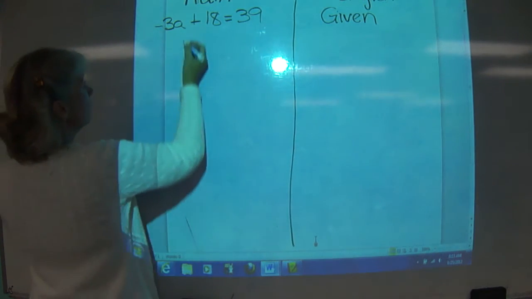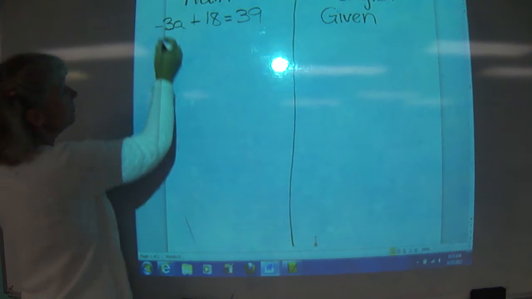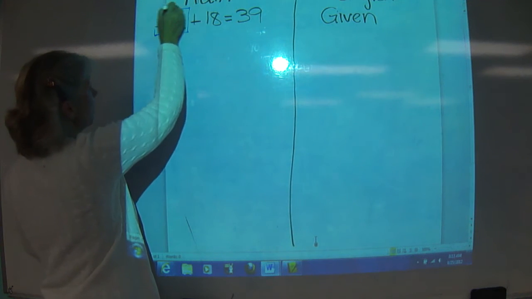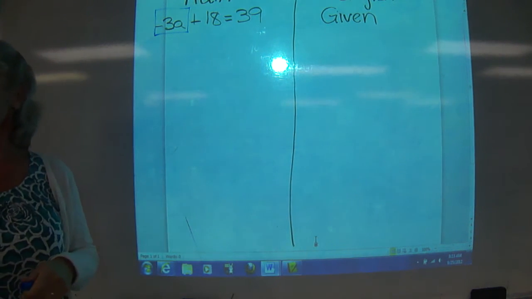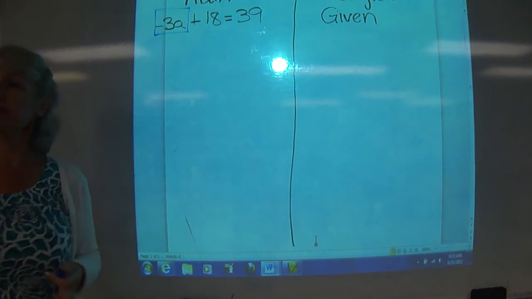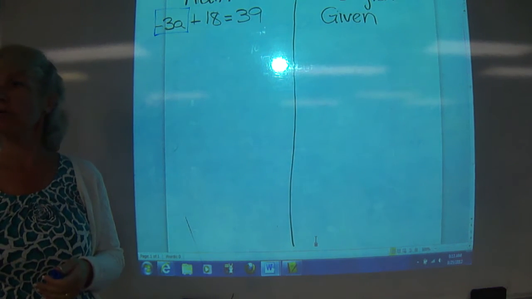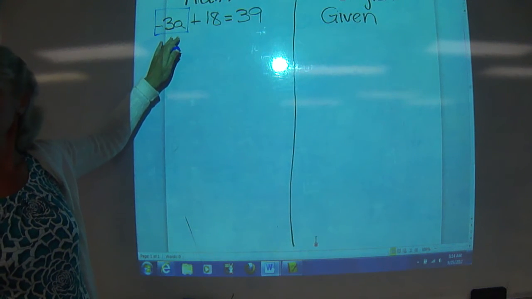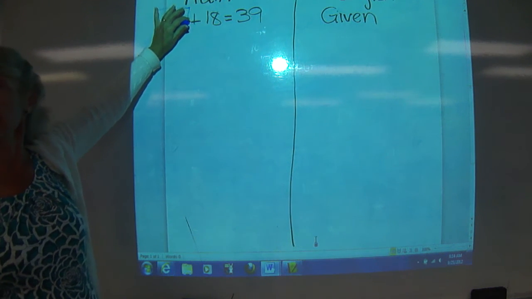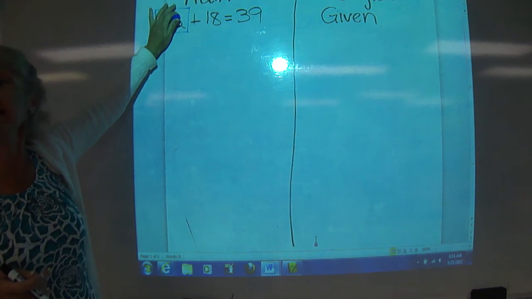isolate the variable. So on the first step, we really want to isolate the variable expression. So what we're going to do is, who's the variable expression hanging out with? Well, negative 3a is the variable expression. So we just want to get that by itself to start. So who's it hanging out with?